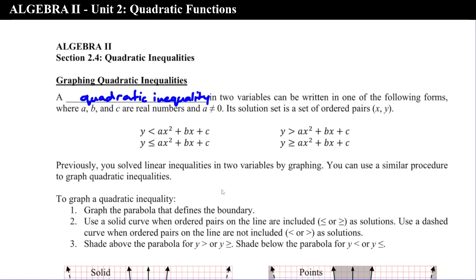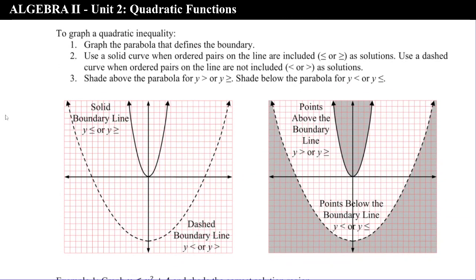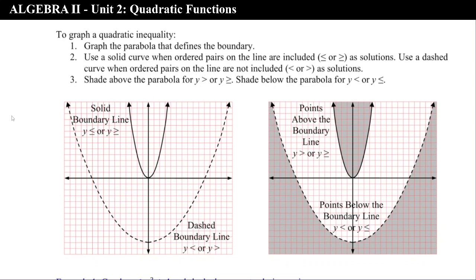Okay, so previously we have solved linear inequalities in two variables by graphing. Well, we're going to use a similar procedure to do it with quadratic inequalities. So to graph a quadratic inequality, you're going to graph the parabola that defines the boundary, and then you're going to use a solid curve when the ordered pairs on the line are included, so you'll have less than or equal to or greater than or equal to as solutions. If you don't have that equal to portion of your inequality, it's just greater than or less than, then you're going to use a dashed line, very similar to how we did it with linear functions.